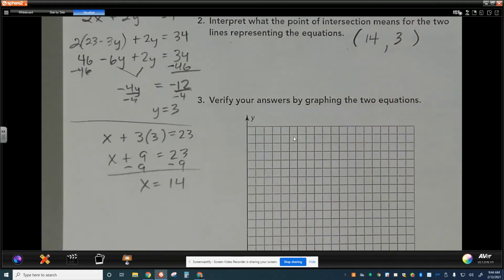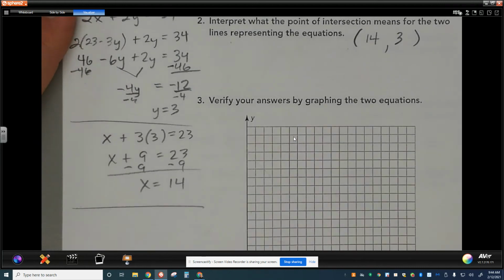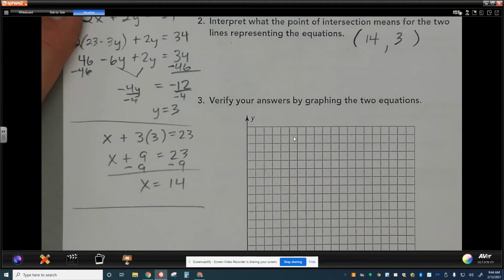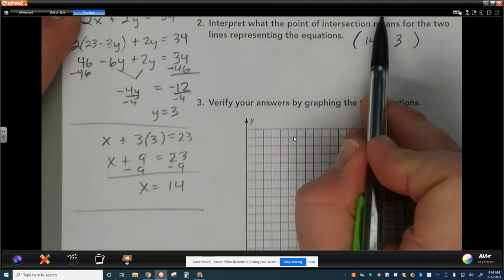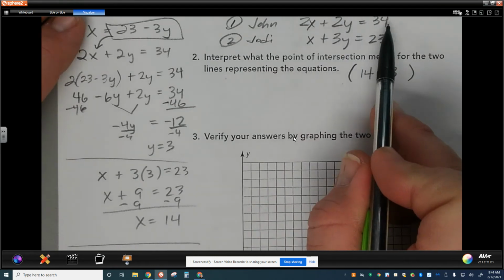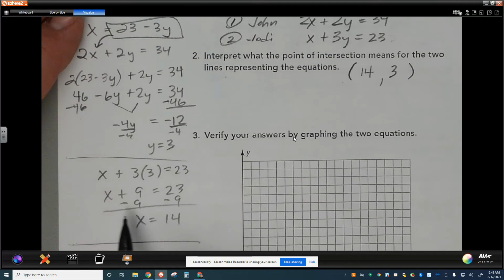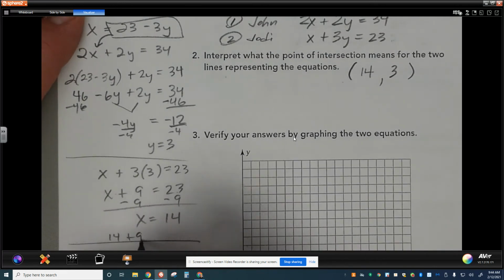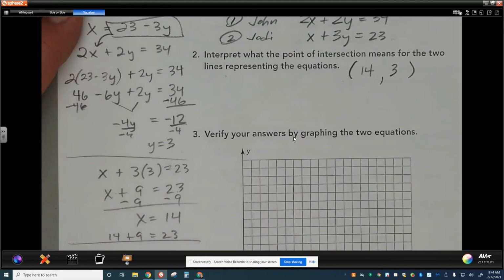I think that my ordered pair is 14 and 3. How do I verify that, though? Substitute it where? On the graph. Not on the graph. Substitute it for X and Y. I already worked with Jody's equation, right? We already know this works for Jody's equation because I know 14 plus 9 is 23, right? That's a true statement.